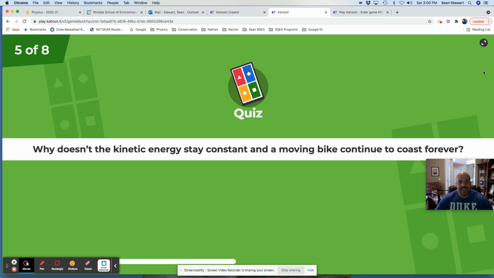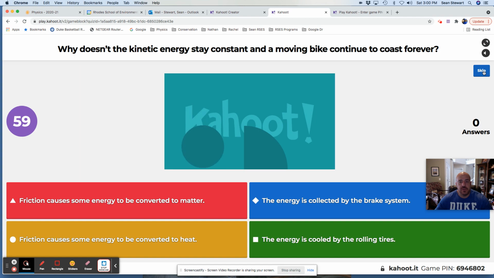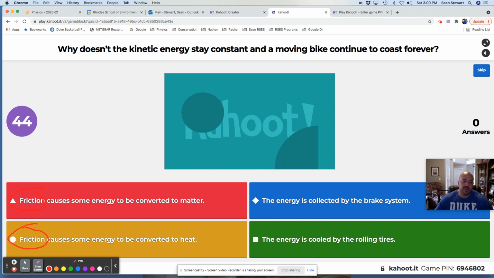Why doesn't the kinetic energy stay constant and a moving bike continue to coast forever? In other words, we said objects in motion stay in motion, so why doesn't it? Press pause to think of it. All right, well, anytime two things touch, like the tires and the ground, you have friction. And friction tries to stop stuff, so red and yellow seem really good.